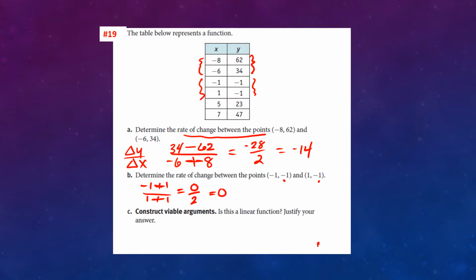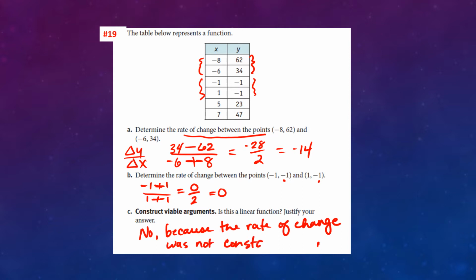So part C says construct viable arguments. Is this a linear function? Hopefully you're going to say, no, this can't be linear, because the rate of change was different between different sets of points, or because the rate of change was not constant over all the intervals. Something like that. It doesn't have to be my words, but you have to be able to say that the rate of change changed. It wasn't constant. It was different in different places, so it can't be a line. It's going to bend somehow.